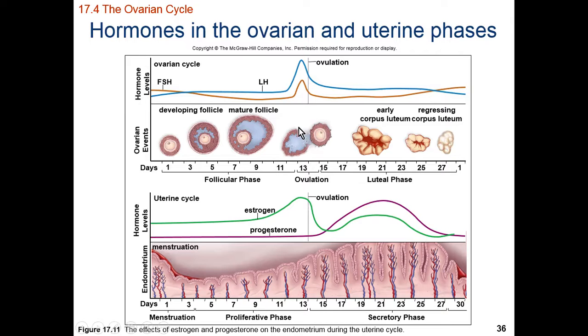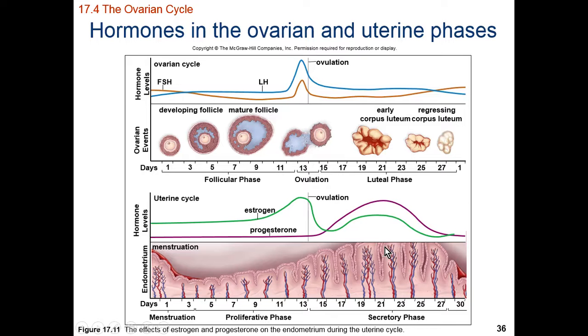When the secondary oocyte ovulates from the primary follicle, we switch from the follicular phase to the luteal phase. So we go from having a follicle to a corpus luteum on the ovary. And in the uterus, we go from the proliferative phase to the secretory phase. This corpus luteum on the ovary is going to start secreting progesterone, and progesterone will maintain the endometrium and cause the endometrium to grow even thicker.